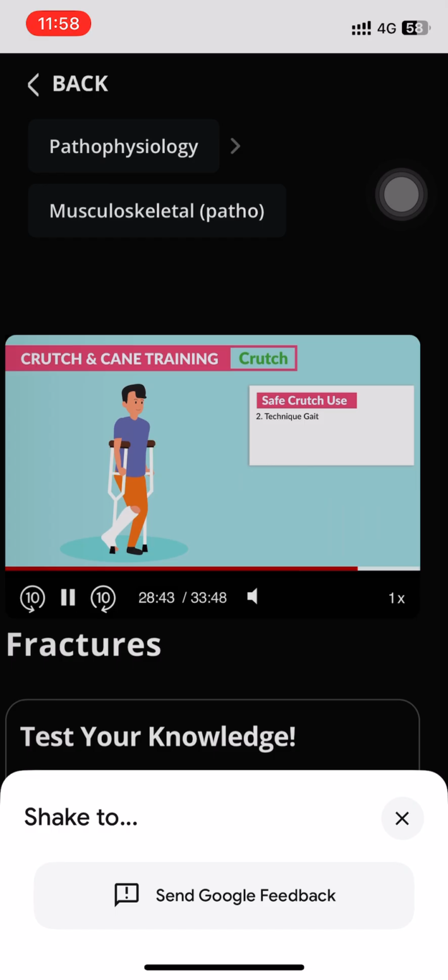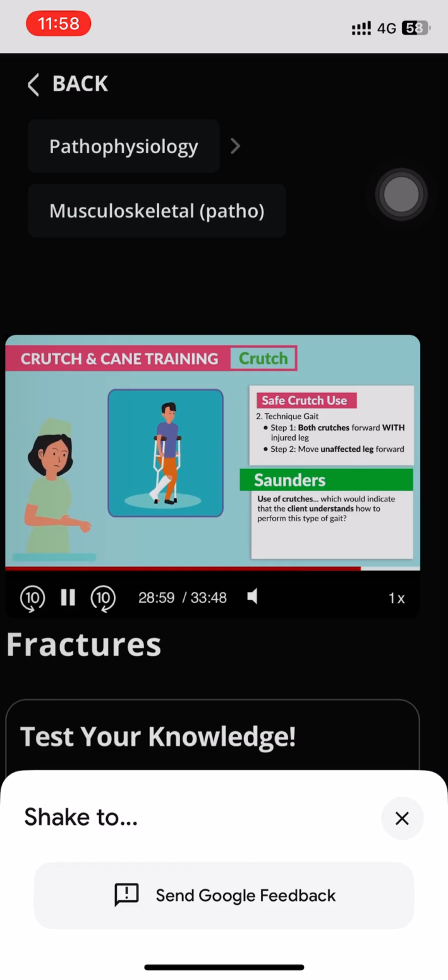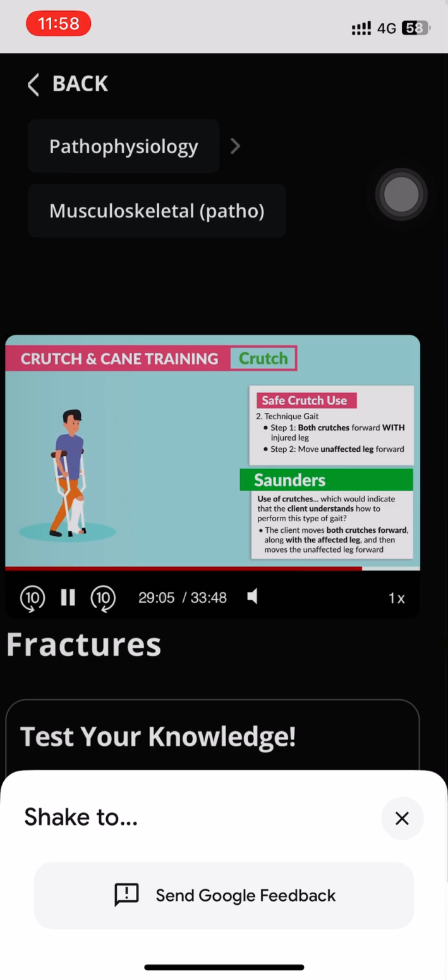So write this down. Step 1, both crutches move forward with the injured leg. And step 2, move the unaffected leg forward, or basically the strong leg after. So Saunders mentions, use of crutches, which would indicate that the client understands how to perform this type of gait. The client moves both crutches forward, along with the affected leg, or that injured leg, and then moves the unaffected leg forward, or basically the strong leg last.